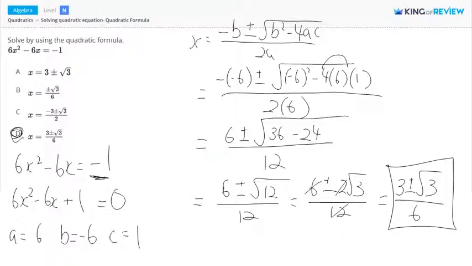Now let's look at the other options. Option A is completely forgetting about the bottom, the 2a. So that's why it's missing the other half. Option B is forgetting about the -b part. That's why it doesn't have a number here. This is wrong. And option C is saying the bottom is 2.